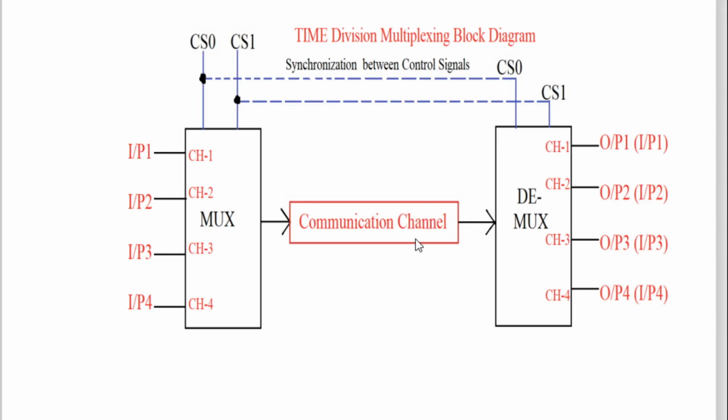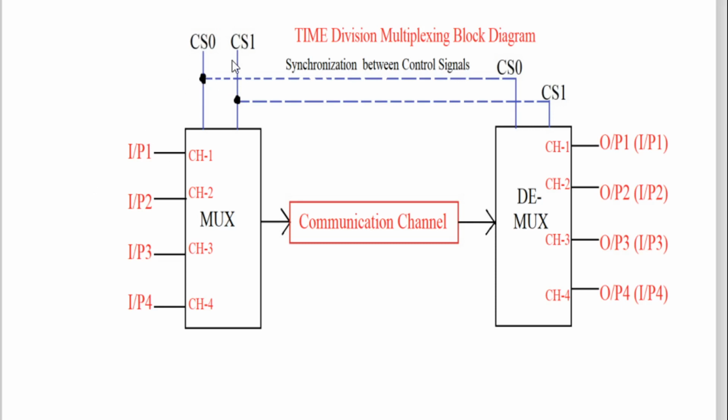And after some time, when you change the status of the control signal from 0 0 to 0 1, the second information signal will go to the corresponding receiver, due to synchronization between the control signals of the multiplexer and demultiplexer. Now the question comes: how long does the status of control signals CS0 and CS1 remain 0 0, and on what factor does it depend?